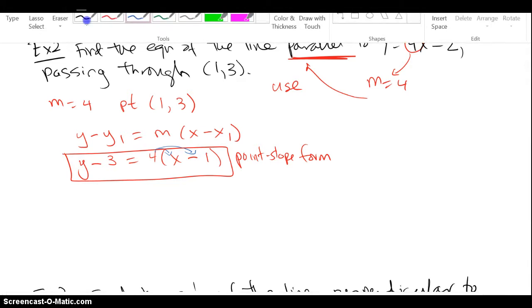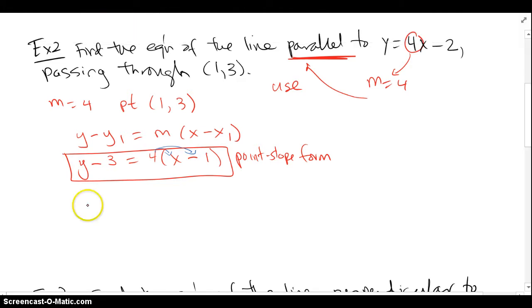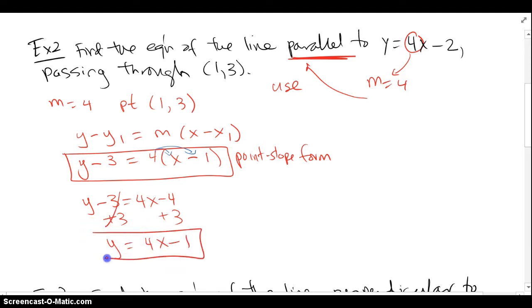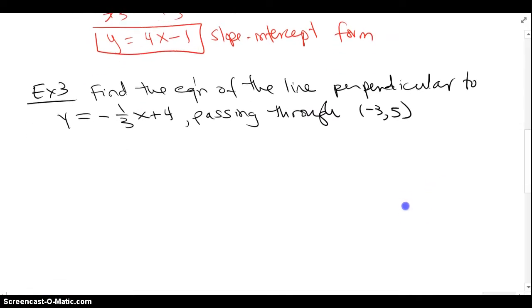So we're going to distribute that, and we're going to end up with y minus 3 equals 4x minus 4. Isolate the y, and we have y equals 4x minus 1. And this is the equation of the line in slope-intercept form, which is often the one we use when we graph a line. Let's move on to the next example.